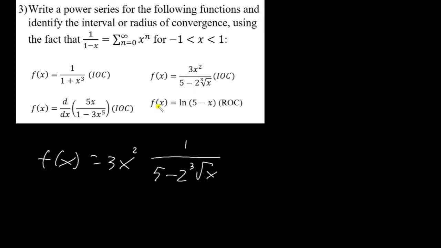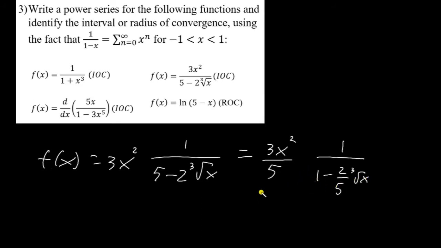Like that. And then notice that I want to have a 1 here, so 1 minus something. So we can factor out the 5 as well. So we'll get 3x squared over 5 times 1 over 1 minus 2 over 5 times the cube root of x, right?